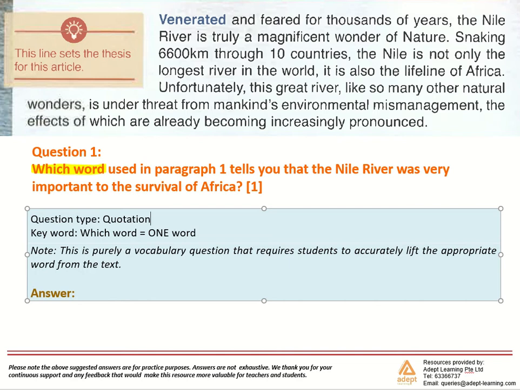So looking at the first line, is there anything that tells you that the Nile River was very important to the survival of Africa? Nope. Okay, so looking at the second line, anything tells you that the Nile River was very important to the survival of Africa? Nope. Third line, nope. Fourth line, yes, the word is lifeline.